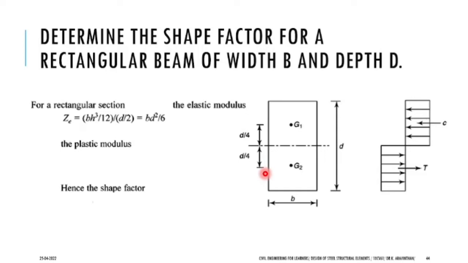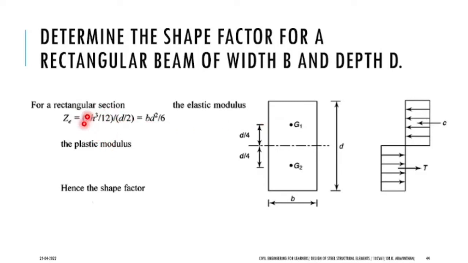A is known as area. How do you find the area of a rectangle? B into D. That's all. Now the other factor is Ze. Ze is the elastic section modulus, and Zp is the plastic section modulus. What is the formula for section modulus Z? I by y. What is I? Moment of inertia. What is the formula for I for a rectangle? b d cube divided by 12.